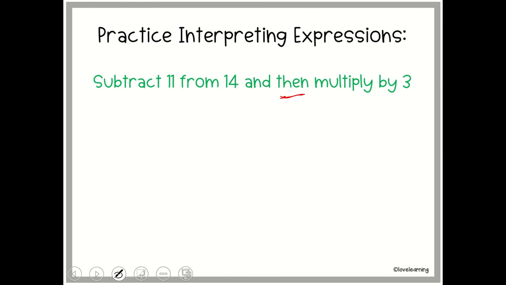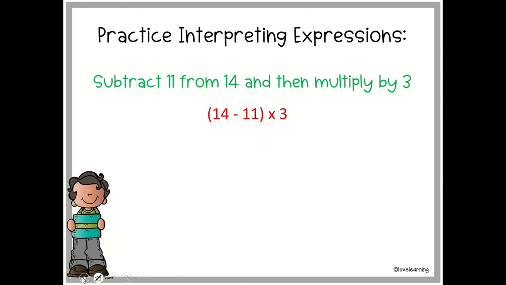I'm subtracting 11 from 14. Remember, I can't take away 14 from 11, so I have to write that 14 first. I'm subtracting 11 from that 14. Then I'm multiplying by 3. But to make this numerical expression match my written expression, I have to put parentheses around 14 and 11. So it should look just like that.